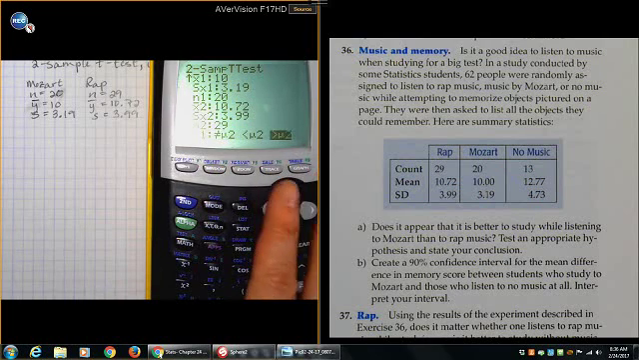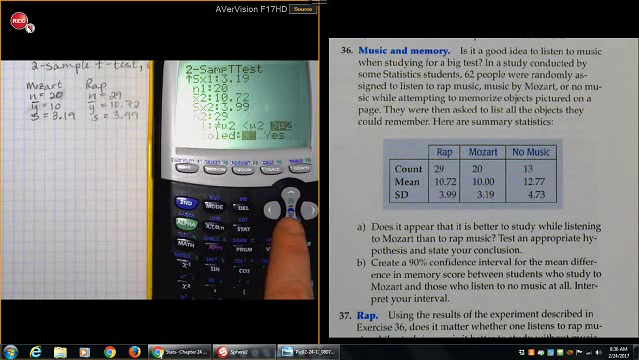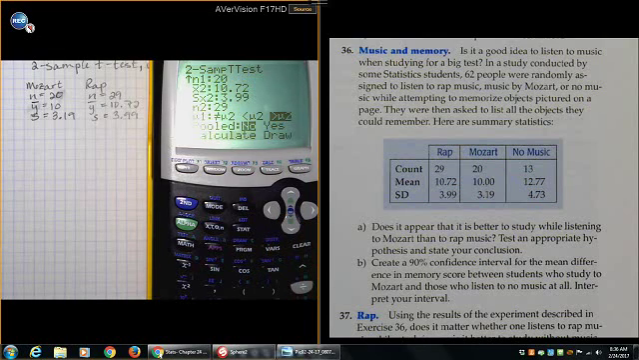It's important to make sure you know which is your group 1 and which is your group 2. In the calculator here, we have the Mozart group as group 1 and the rap group as group 2. Any questions on that? We do not pool for this. I'll discuss that further, but generally speaking, for the purposes of this class, don't pool for a two-sample t-test. And then you calculate.